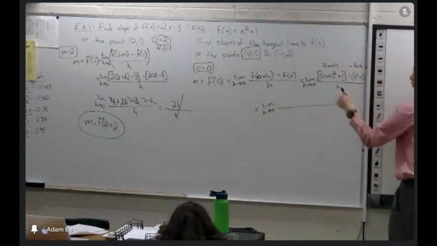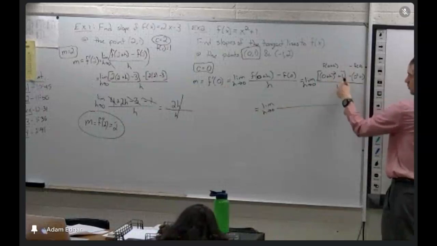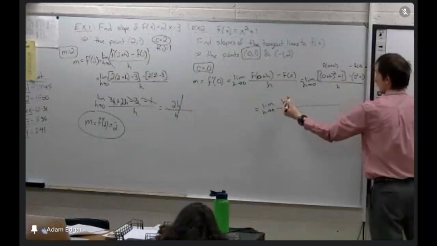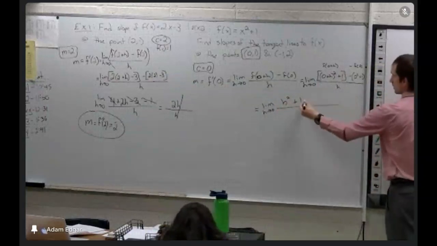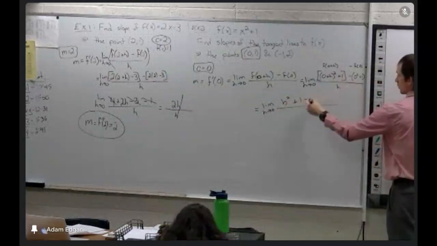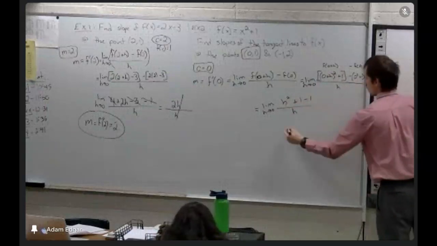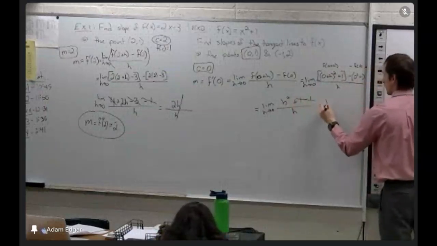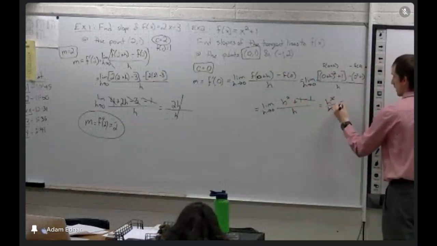So what's 0 plus h? H squared is h squared. Plus 1 is plus 1, and we're subtracting minus 1. So now what happens? Ones cancel, and you have h squared over h. So now what happens? H's cancel out, and you're left with h.